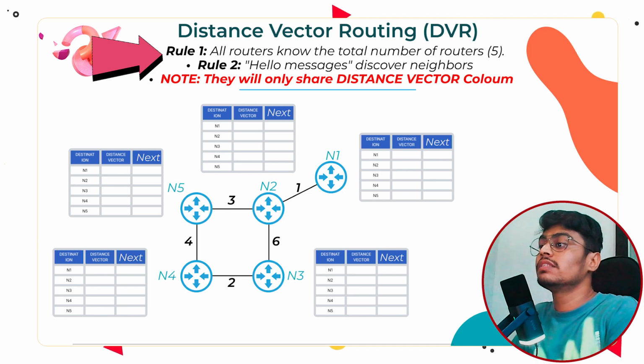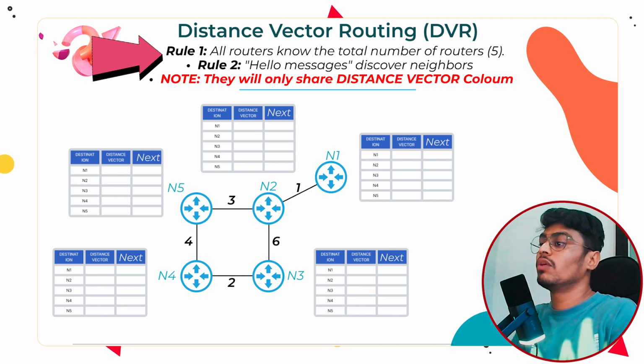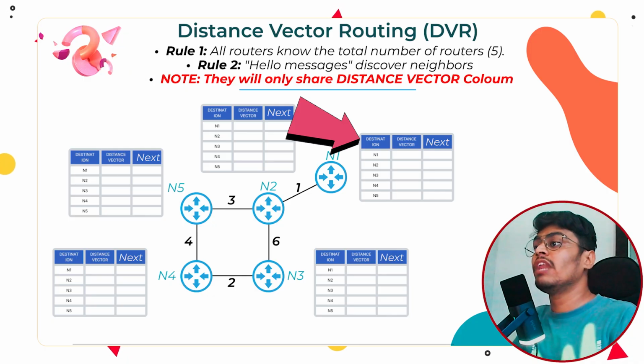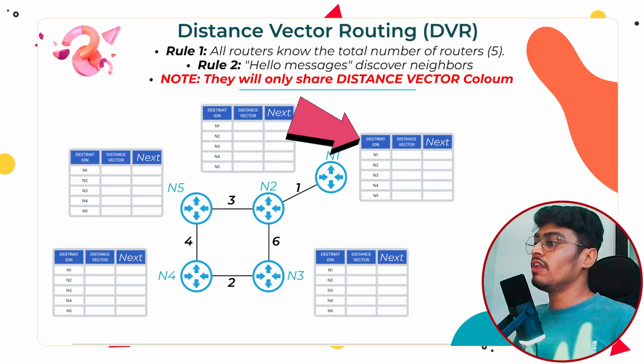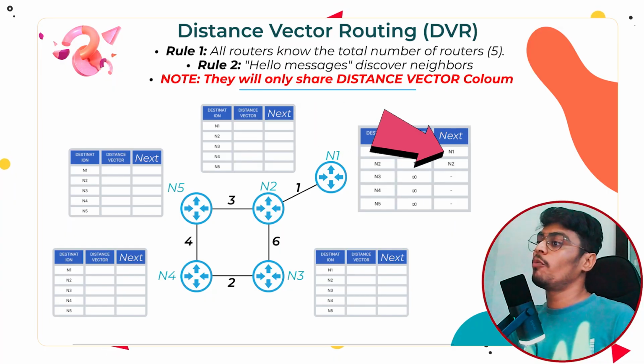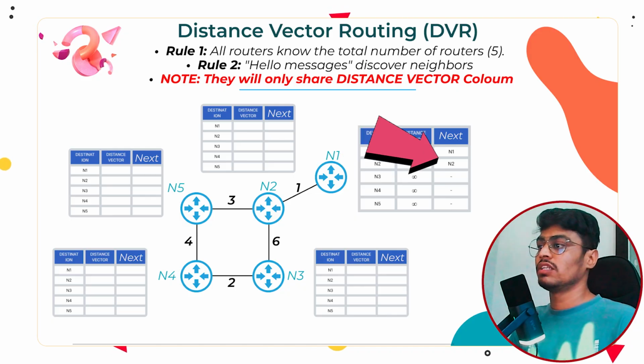The second point is that we use hello messages to discover neighbor nodes. N4 will know its neighbors, n5 will know its neighbors, and so on. Now let's start with n1's initial routing table. From n1 to n1, what is the distance? 0. And what is the next hop? n1. From n1 to n2, the distance is 1. Next we will reach n2, a direct connection.